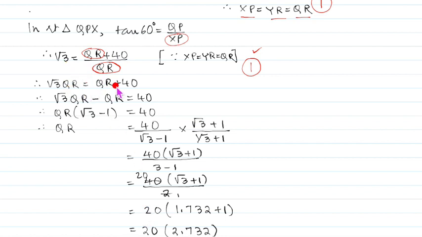Okay, cross multiply. So you'll have QR here, take all QRs one side. So you will have root 3 QR minus QR equal to 40. Take out QR common, you will have root 3 minus 1 equal to 40. QR is equal to 40 upon root 3 minus 1.